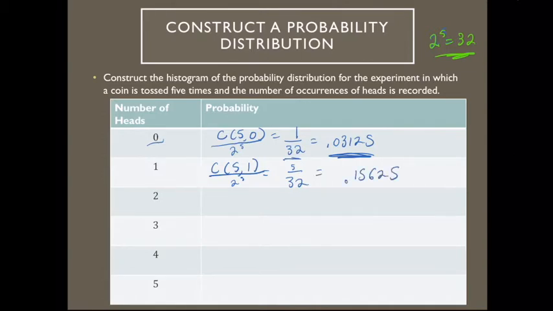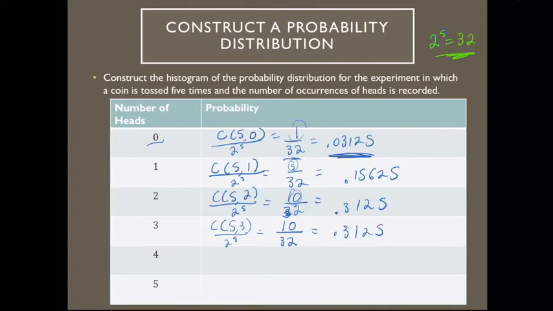For the ways I could get 2 heads, that's 5 choose 2 over 2 to the 5th, so I get 10 over 32, which is 0.3125. Remember that these numbers follow a row of Pascal's triangle, so I bet you can already tell me what my next 3 numerators are going to be, but let's do the combinations to find out. 5 choose 3 over 2 to the 5th is, you guessed it, 10 over 32, again 0.3125. So it looks like our graph is going to be symmetrical. Let's take a look at that. 5 choose 4 over 2 to the 5th is 5 over 32, again 0.15625.